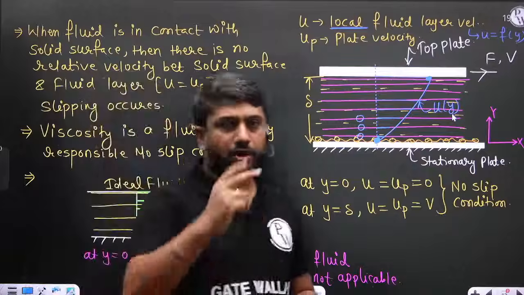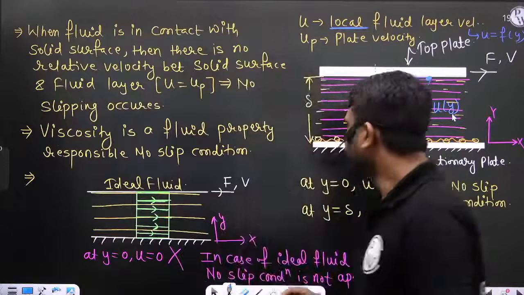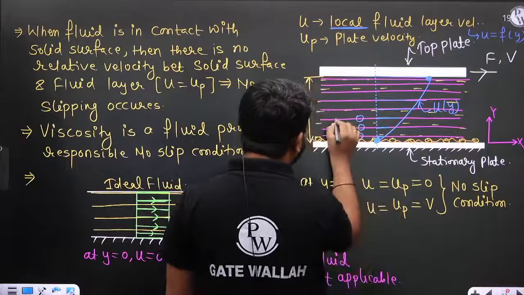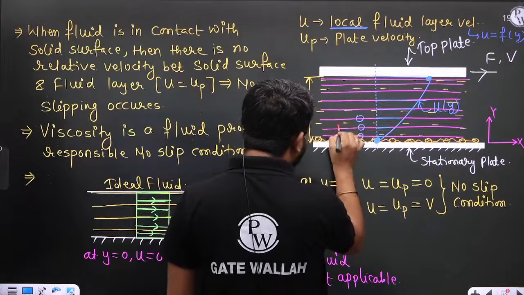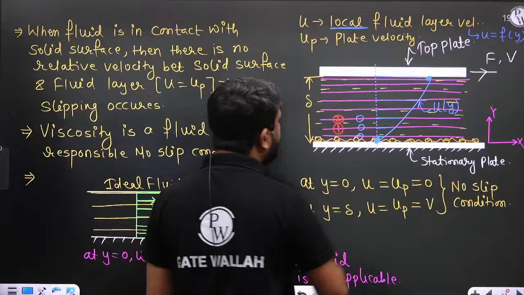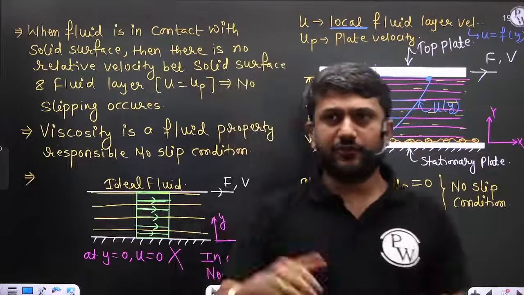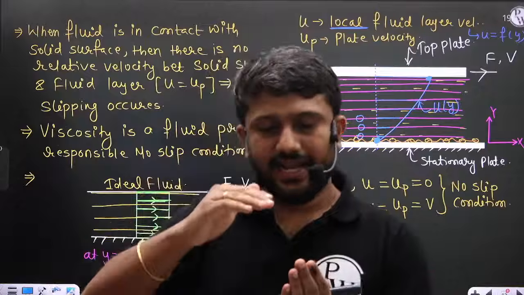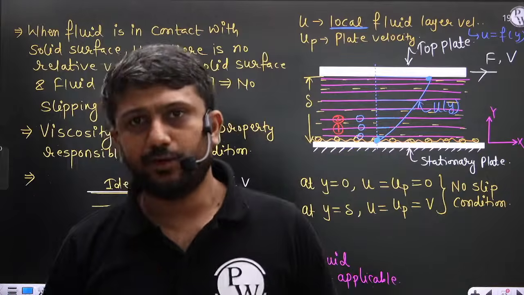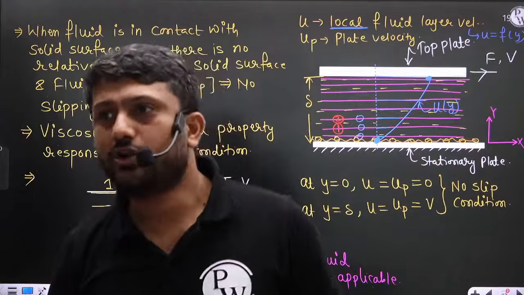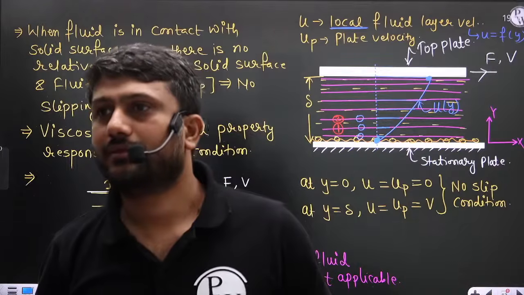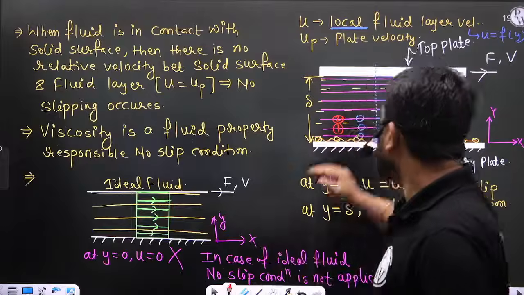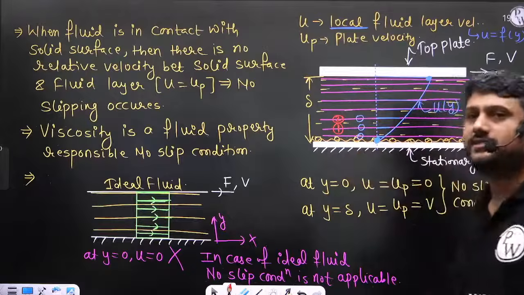Now if I am talking about two layers, let us consider any two layers. Let us consider layer number 1 and layer number 2. Now in between layer number 1 and layer number 2, does relative velocity exist or not?